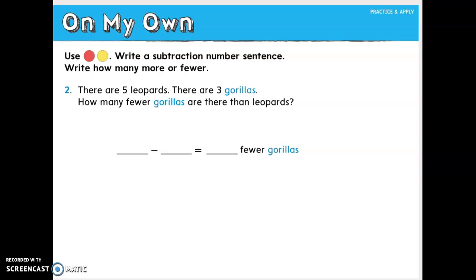Okay, so this is on your own page, and I'm going to have you go ahead and do problems 2, 3, and 4 on your own. If you need help reading those directions, I will just record them right now. So on number 2, it says there are 5 leopards and there are 3 gorillas. How many fewer gorillas are there than leopards? So remember, you're going to subtract your gorillas from your leopards. So take your 5, take away 3, and you'll get your difference between how many fewer gorillas there are.